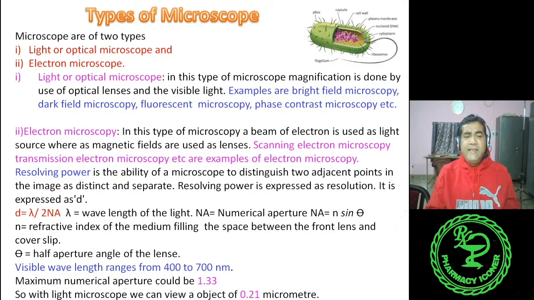Now, the basics of the microscope are resolving power, and another thing is contrast. So, what is resolving power? It is the ability of the microscope to distinguish two adjacent points in the image as distinct and separate. Resolving power is expressed as resolution. That means resolving power and resolution are the same thing.